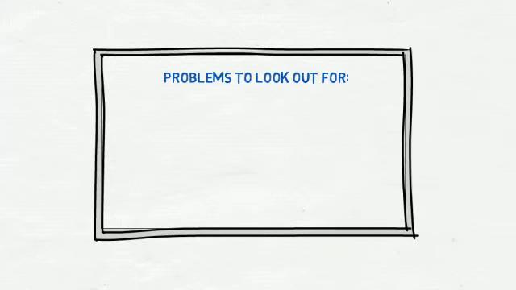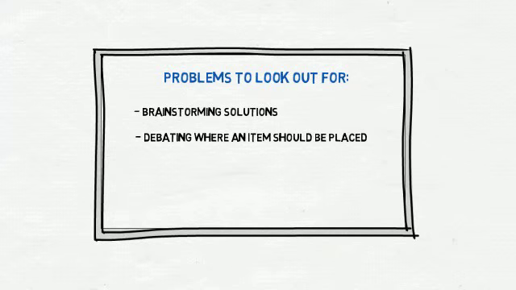Some common problems to look out for. 1. Brainstorming solutions. At this point in your project, you are looking to use the fishbone diagram to brainstorm drivers or X factors on which you can collect data to determine the major root causes of your problems. 2. Debating where an item should be placed on the fishbone. For example, arguing whether the item should be in people, not process. To solve this, put the item in both spots and move on. You will evaluate later.